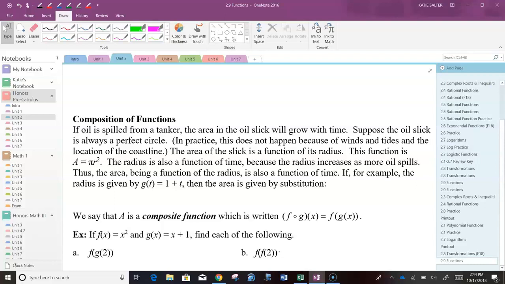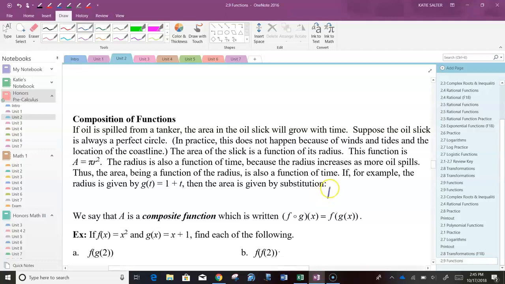The radius is also a function of time because the radius increases as more oil spills. Thus, the area, being a function of the radius, is also a function of time. If, for example, the radius is given by the function g of t equals 1 plus t, then the area is given by substitution. So this is where our composition of functions comes in.